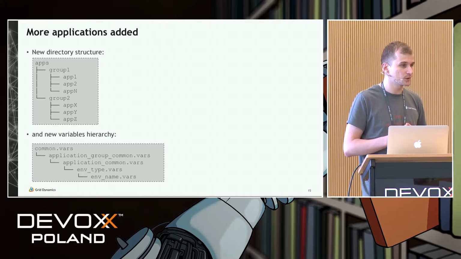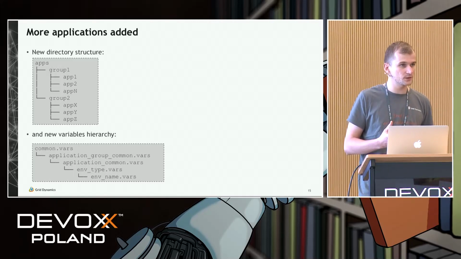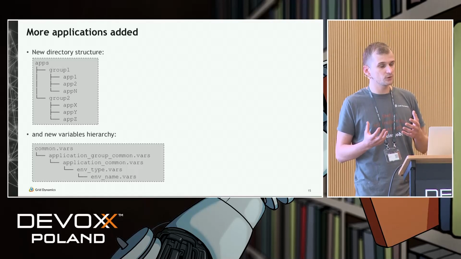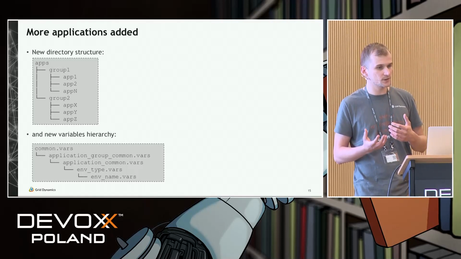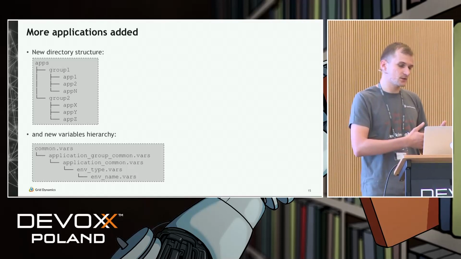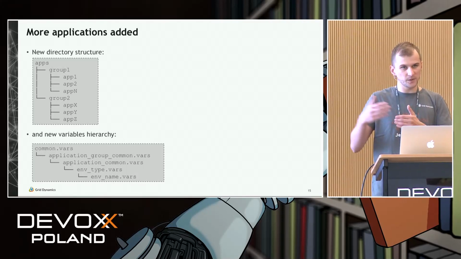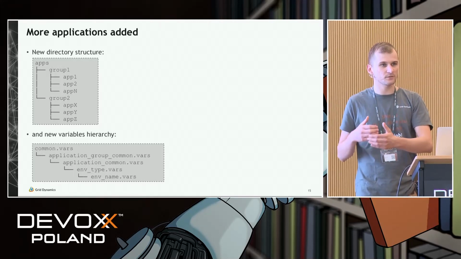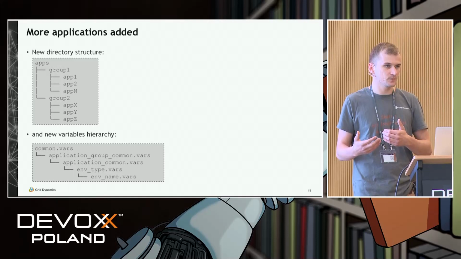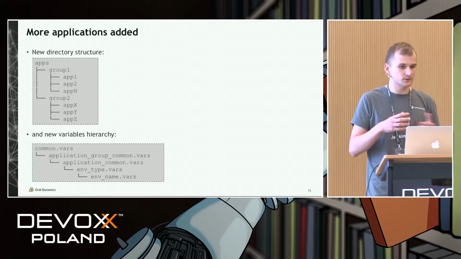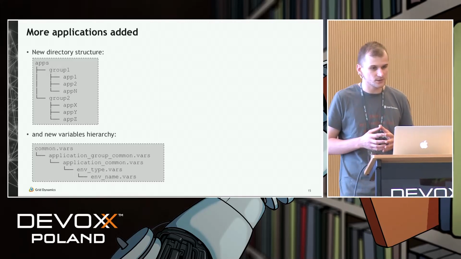It was the group, because more teams started to use it, and because of this, we should make those directories more clean. So we decided to add the group directory. So there's the application directory, the group of applications, and inside of this group we have the applications themselves, because this is how the client structure is created, the application structures.